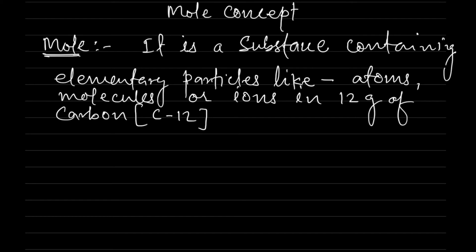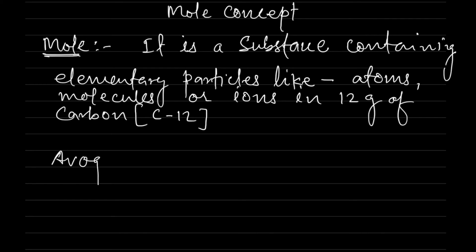Okay, so we can define it that a mole of a substance is defined as the amount of a substance containing elementary particles like atoms, molecules or ions in 12 gram of carbon. Okay, and now we have to understand about the Avogadro number.